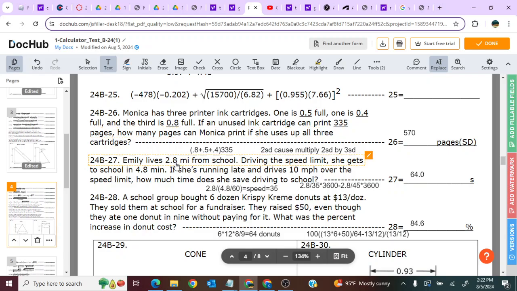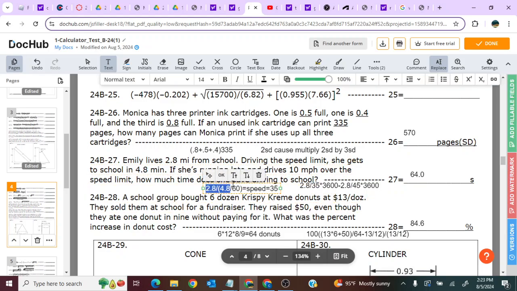Emily lives 2.8 miles from school. Driving the speed limit, she gets to school in 4.8 minutes. If she's running late and drives 10 miles per hour over the speed limit, how much time does she save driving to school? Well, first off, let's figure out the speed she's normally driving, or the speed limit sign. Well, speed is distance, 2.8 miles, over time, converted to hours, is 4.8 over 60. And that will get you a speed of 35 miles per hour.